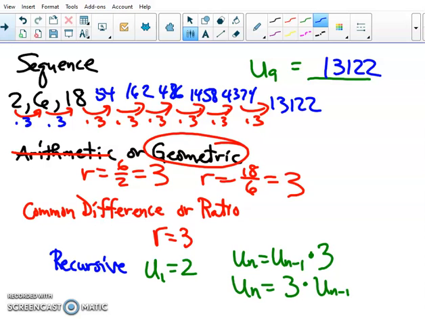So for the activity you're going to work on in class, you're going to be given a sequence. You're going to be asked to find whether it's arithmetic or geometric, what the common difference or ratio is, write the recursive formula, and then look for a specific value in that sequence. I try to keep that n number 12 or smaller. Most of you will find it to be under 10.